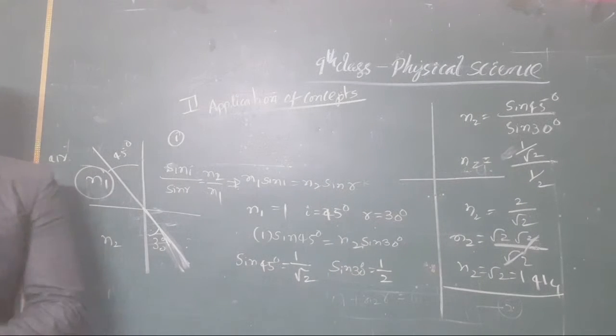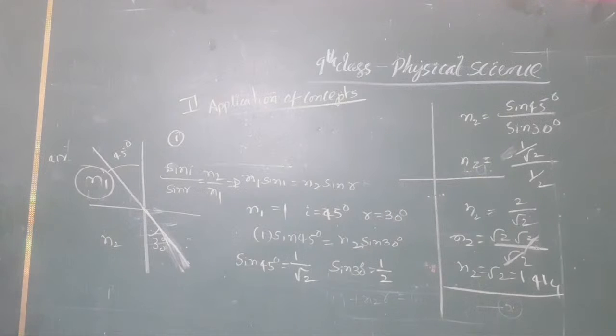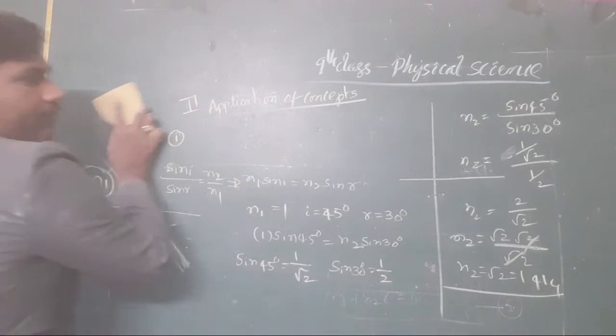The second question is: for what angle of incidence will the angle between the reflected ray and refracted ray be 90 degrees? That is actually the critical angle. It is only the critical angle.